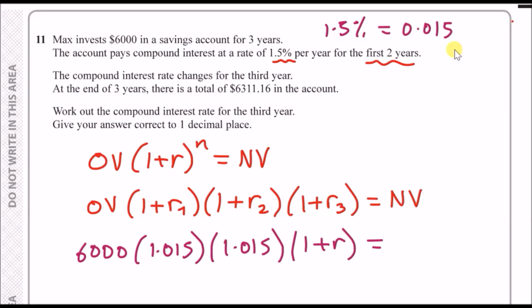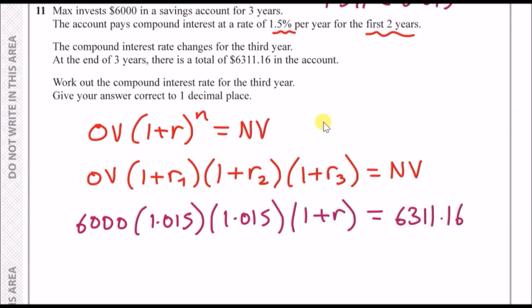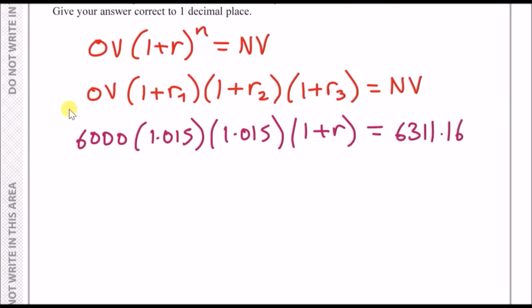And it's going to now equal the total of 6,311.16. Okay, so this isn't as bad as it looks, I'm not gonna lie. All you gotta do is literally rearrange this to make R the subject, and you're done.